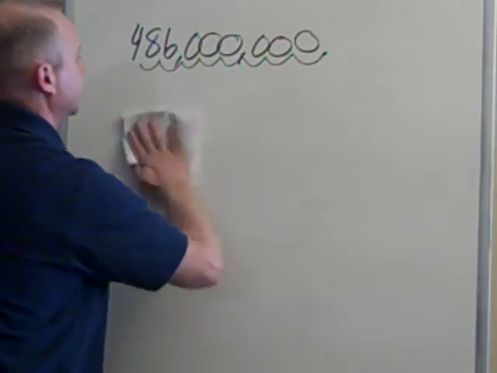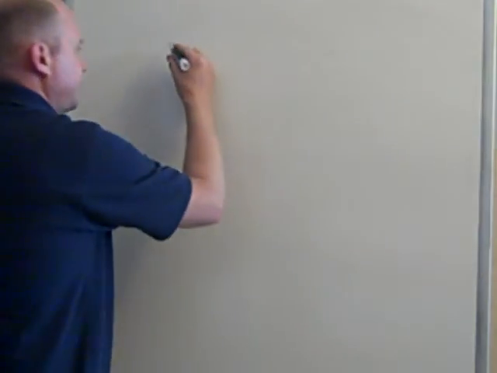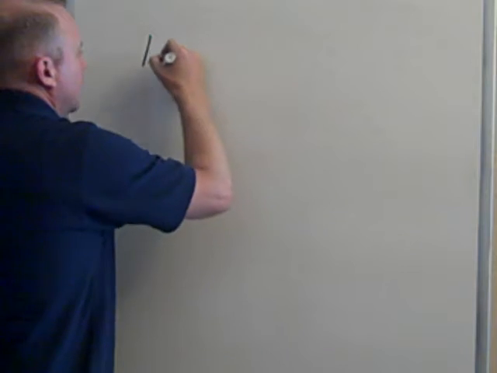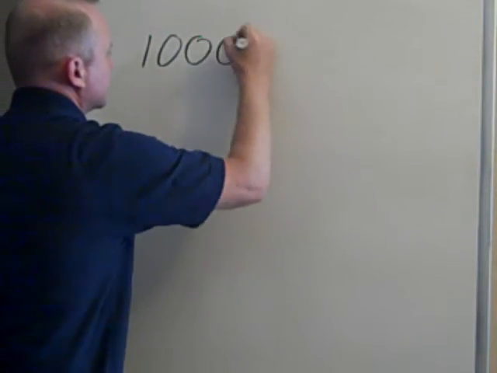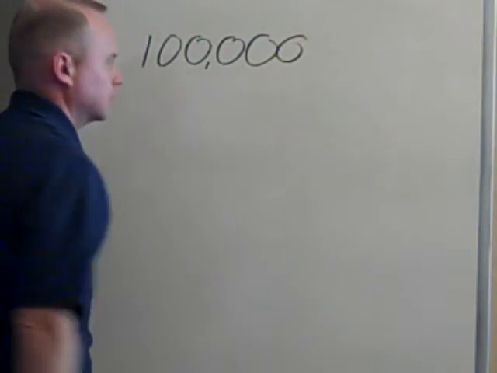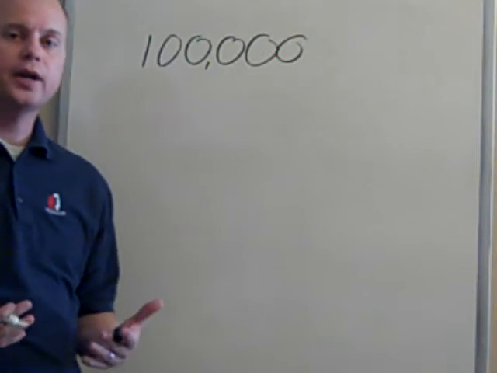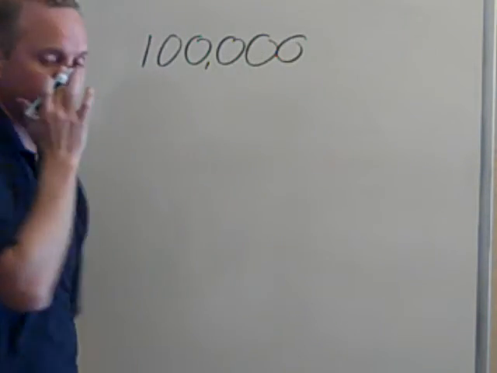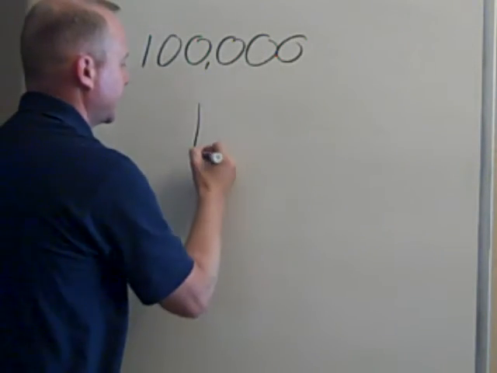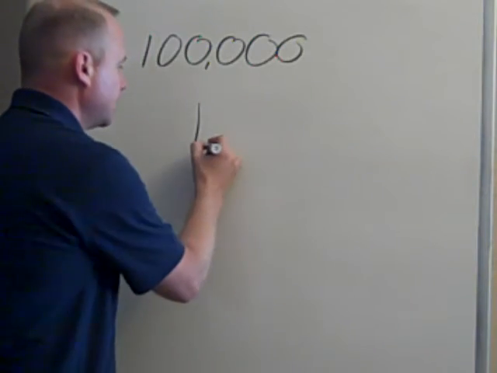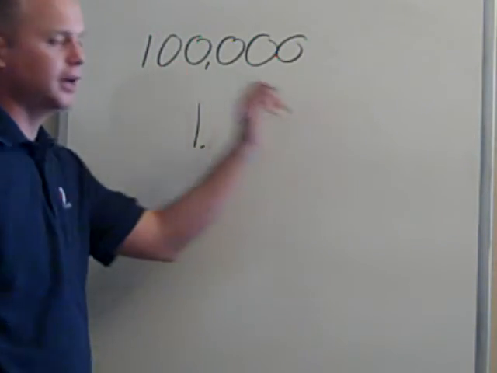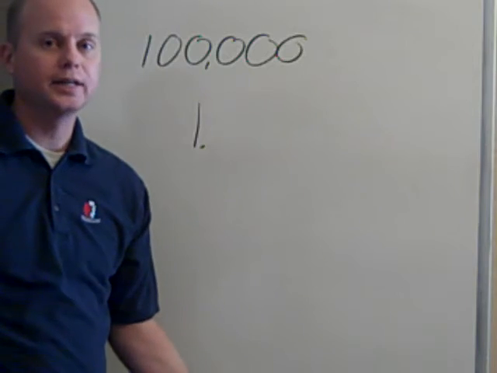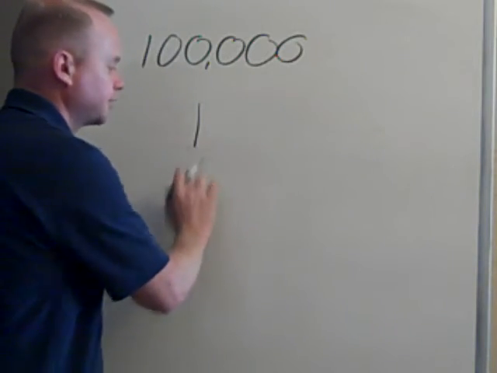Now let's do one more here. If I had you write the number 100,000, and I asked you to write it in scientific notation, I take the first number, which is a 1, I write that, and then I can write the decimal after it. But the problem with writing the decimal after it is everything else after that is zeros, so I don't write anything else. So just putting a 1 is sufficient.